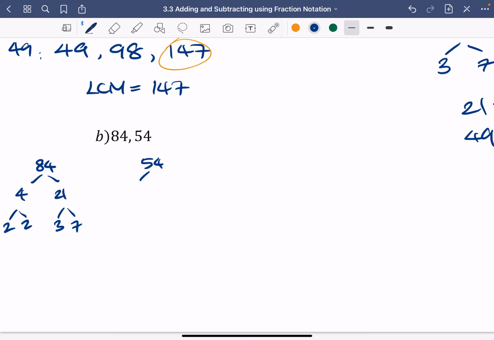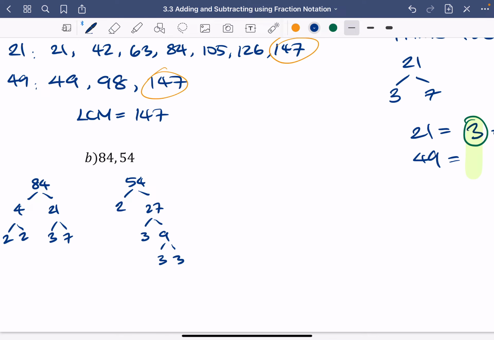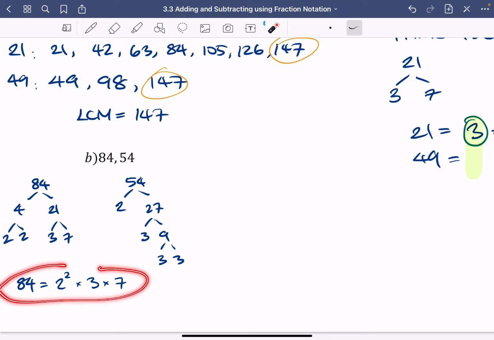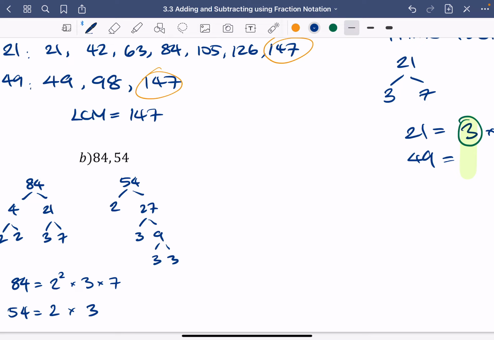And then 54 is 2 times 27. 27 is 3 times 9. 9 is 3 times 3. So then we have 84 is 2 squared times 3 times 7. That's the prime factorization of 84. And then 54 is equal to 2 times 3 cubed. We have three 3's, right? 3 cubed.